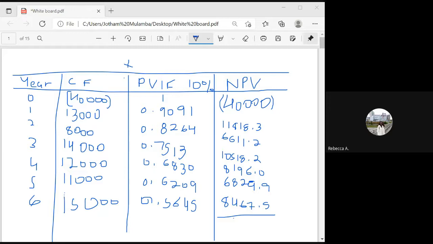$52,000. Okay, you said 52,000. Did you start with the negative 40,000? Oh no, sorry. Start with deducting the negative first. 40,000. So it's 12,441.1. 12,441.1.